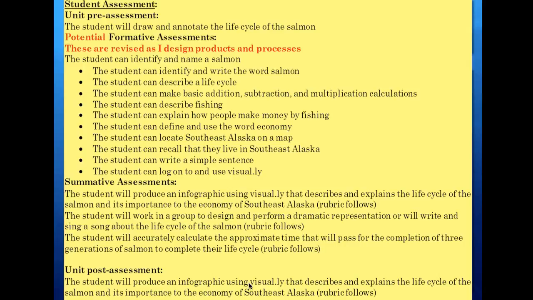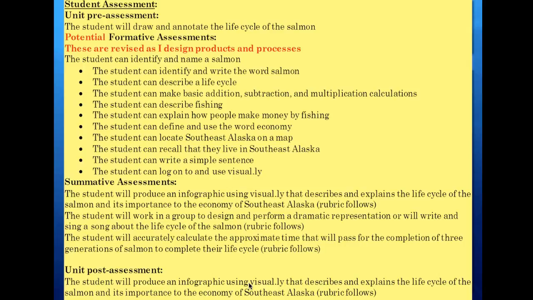The student can define and use the word economy. So you're moving your way up grade levels a little bit, which again is math. The student can locate Southeast Alaska on a map. You've got geography. Recall that they live in Southeast Alaska. Again, geography. Write a simple sentence. So all these are different. These are clearly for very young students. And Visually is a graphic design program.